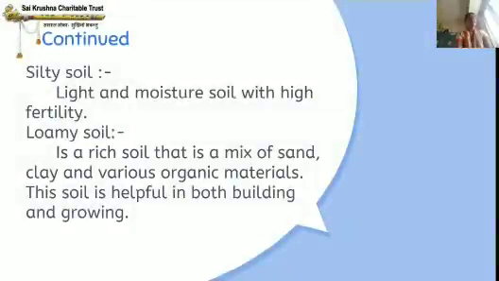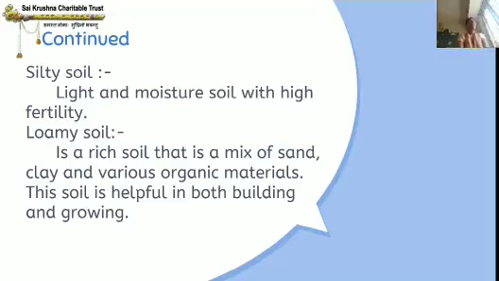And silty soil. This is light and moisturized soil with high fertility. And next comes loamy soil. It is a rich soil that is a mix of sand, clay and various organic materials. So this soil is helpful in both building and growing.